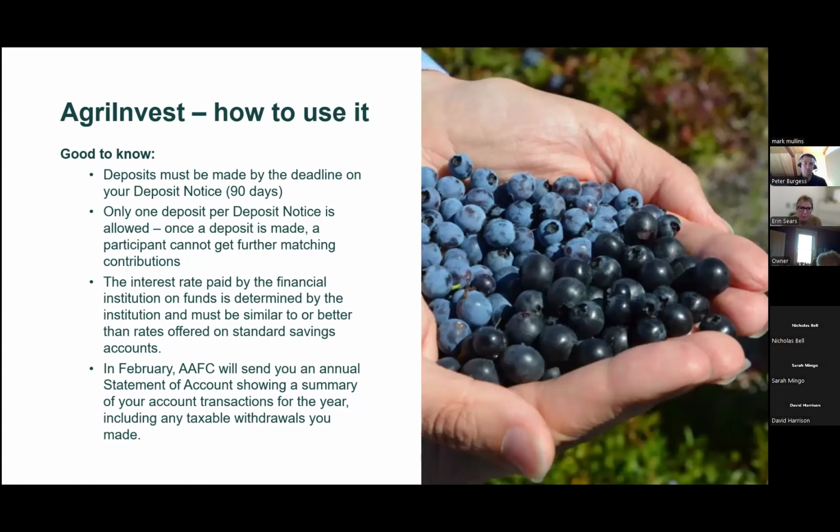I like to highlight this to producers because some producers think it's like a savings where you can keep on adding in a certain amount each pay until you get to that max, but it's a one-shot deal. The interest rate paid by the financial institution on funds is determined by the institution, so I definitely recommend you shop around and make sure you're at a financial institution that gives you a good interest rate. And in February, AAFC will send you an annual statement of account, which shows your account transaction history for the year, and also includes any taxable withdrawals that you made.